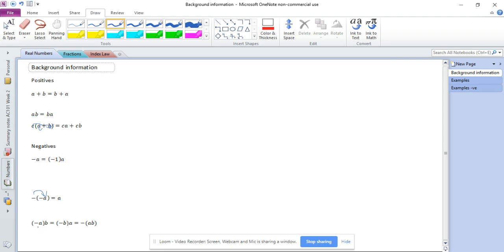The last property, minus A times B is equal to minus B times A is equal to minus AB. Note that minus AB does not equal minus A times minus B. You just need to apply the minus 1 once, not for A and B separately. So just apply it to A or apply it to B.